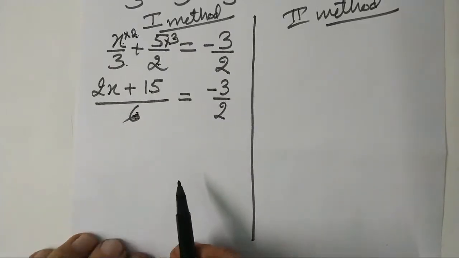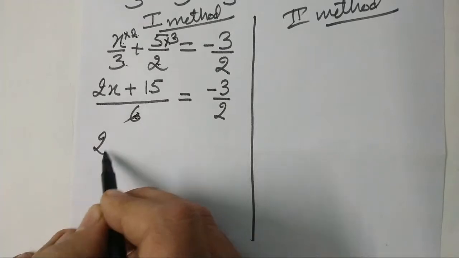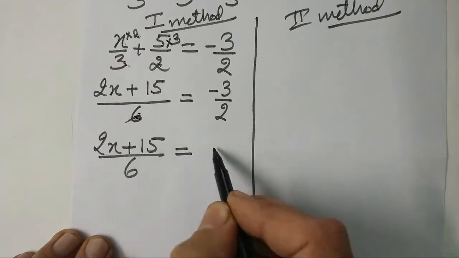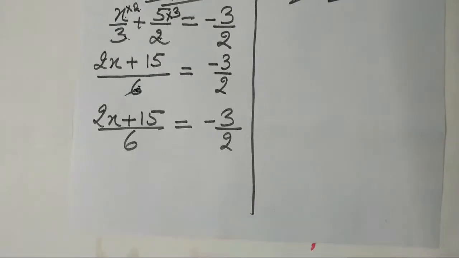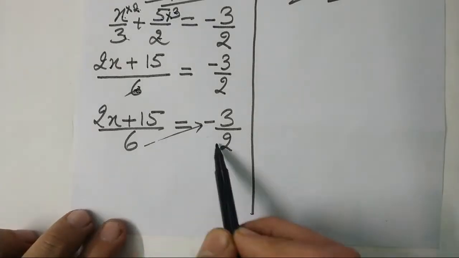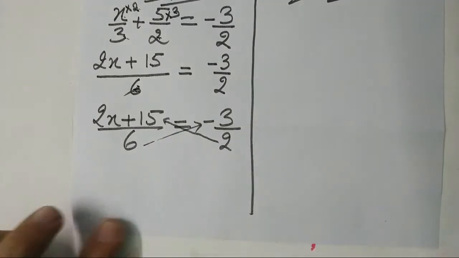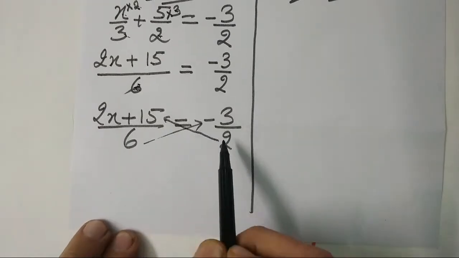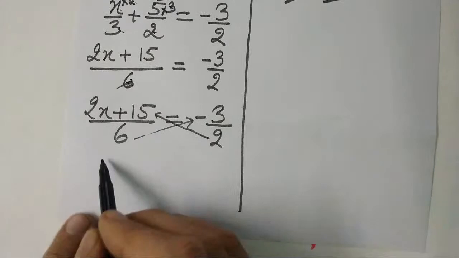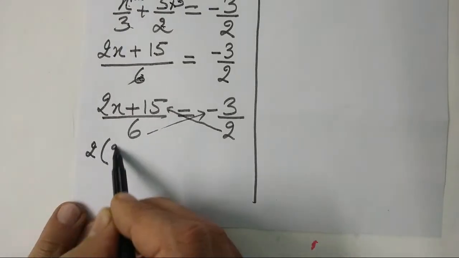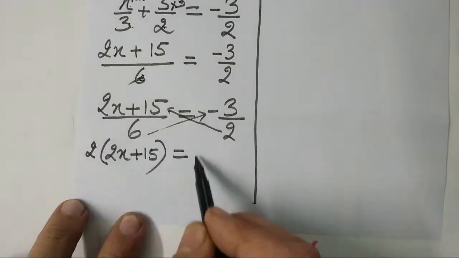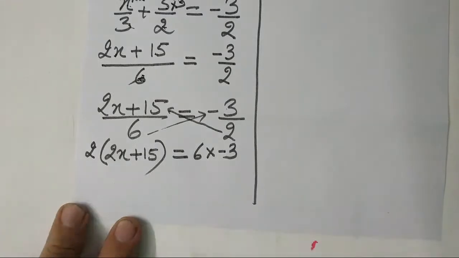Okay, now the next step. We have fractions on the left side and the right side, so you will cross multiply and then solve. When you cross multiply, 2 will multiply, so it will become 2 into (2x plus 15), equal to 6 will multiply, so 6 into minus 3.